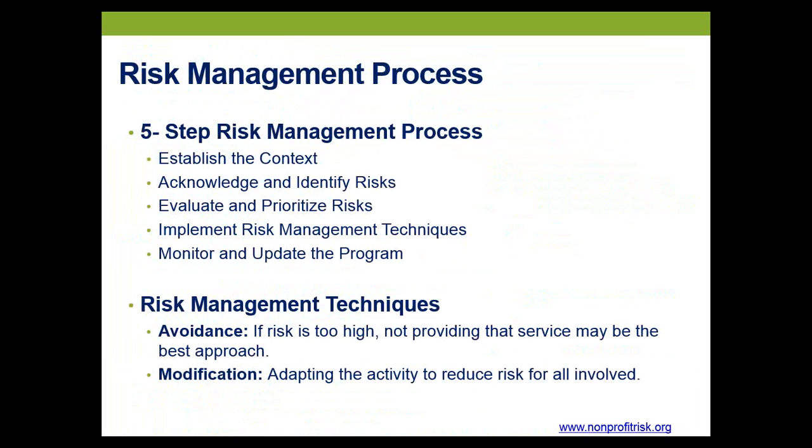Here's one example for developing a risk management process. The first step is to establish the context, which means determine what you're trying to accomplish during this process. For example, if you want to maintain the integrity of your program and protect your program's credibility, then you need to acknowledge and identify the risk, evaluate and prioritize the risk, implement your risk management techniques, and then monitor it, and then of course update as necessary.